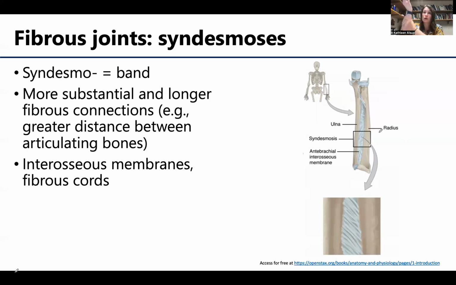This is between the radius and the ulna, which are in your forearm, and this band of connective tissue is going to be longer between those two bones. And when you have a bit more distance between the bones and a longer connective tissue, this will allow for a bit more mobility than what we had with the sutures or with the gomphosis. A lot of times there's going to be various syndesmoses, but typically the one that gets the most talk is the interosseous membranes. So you have one here in the forearm, and you'll have one in the leg as well.